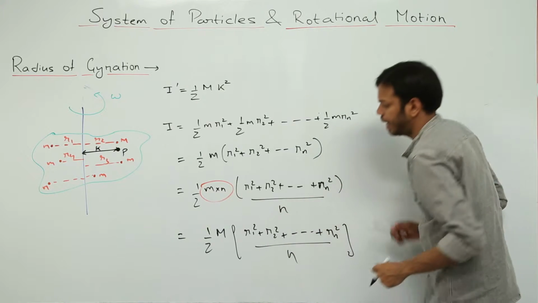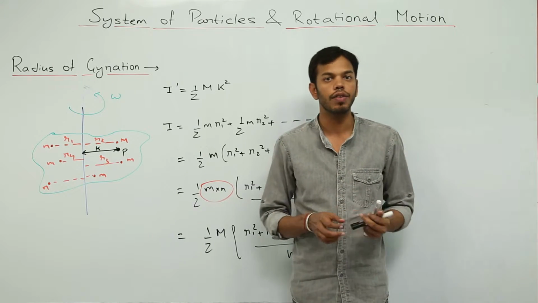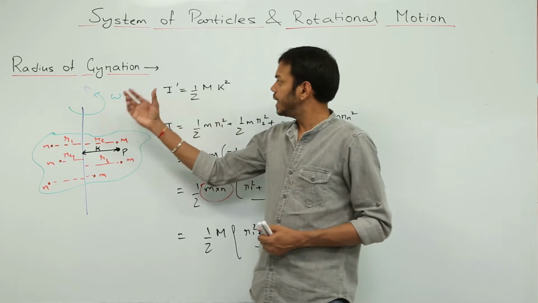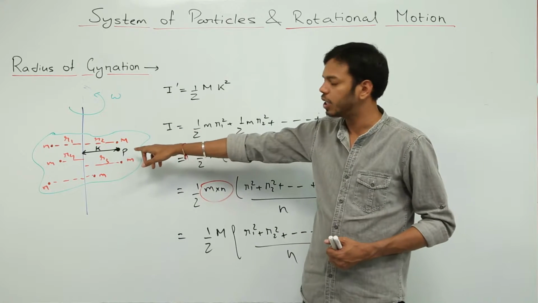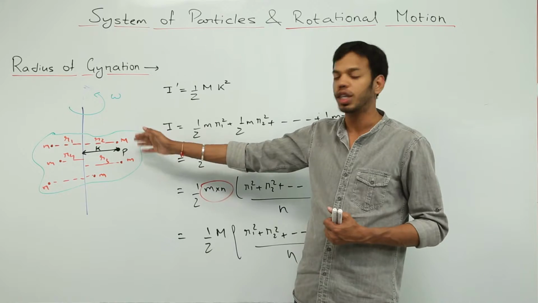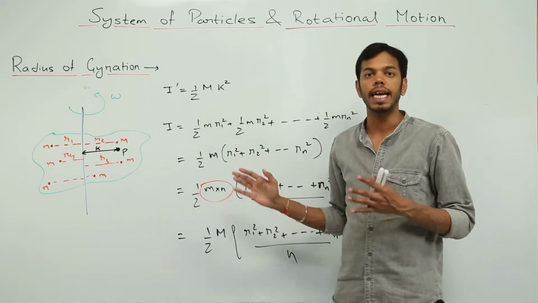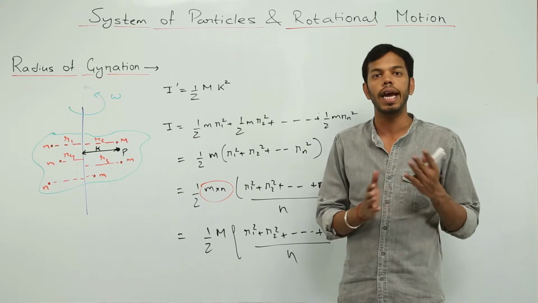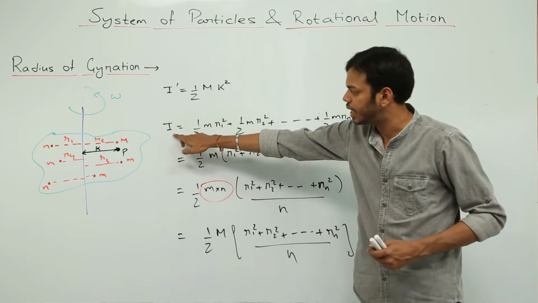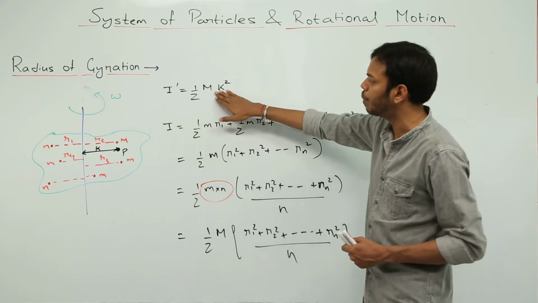divided by n. If I equate, because according to the definition of radius of gyration, the moment of inertia about this point P, which is the perpendicular distance from that point P, and what is the point P? Where the whole mass of the body is concentrated. The body will have exactly the same moment of inertia as it has with the actual distribution of mass, which is this one or this one. And with particle P, this is the moment of inertia.